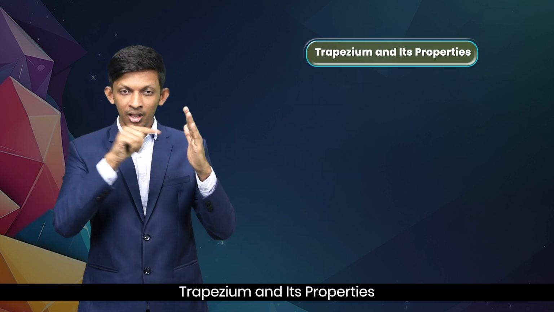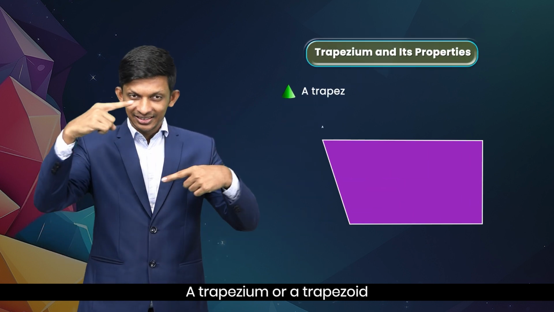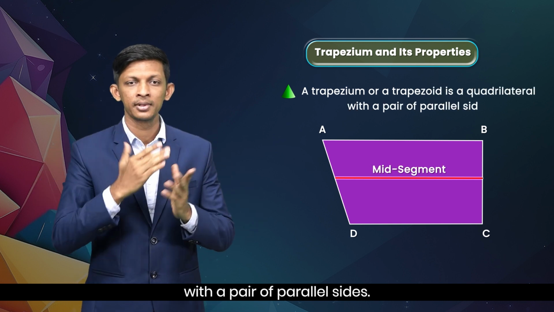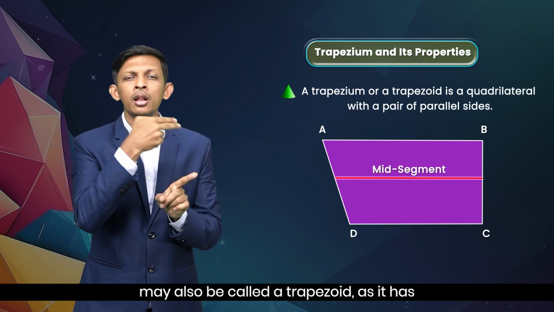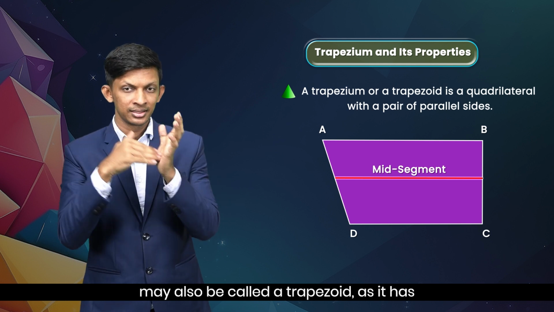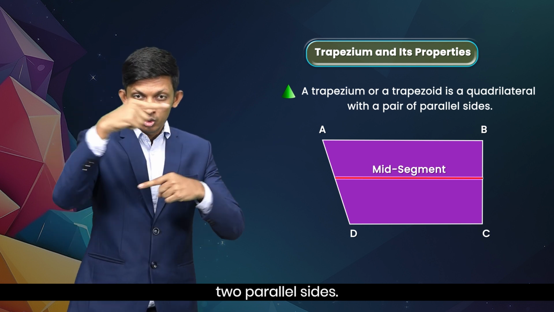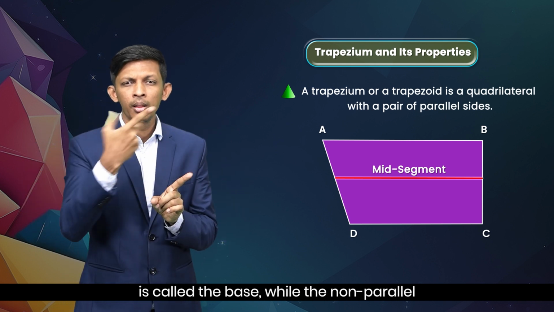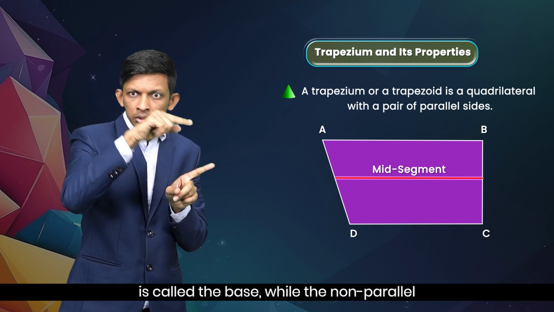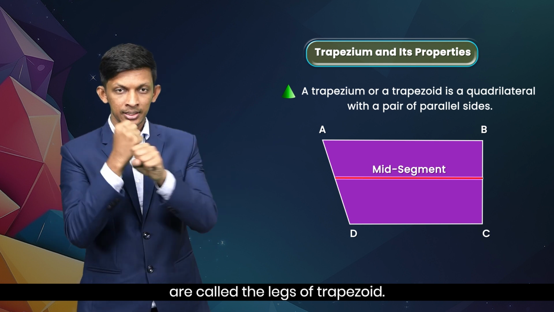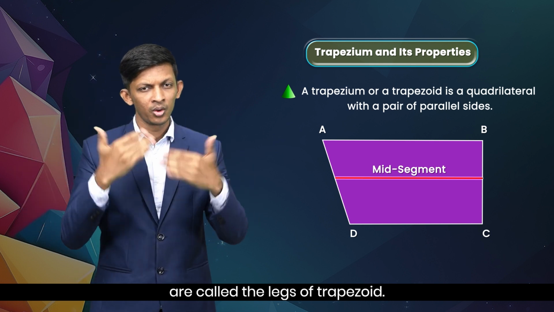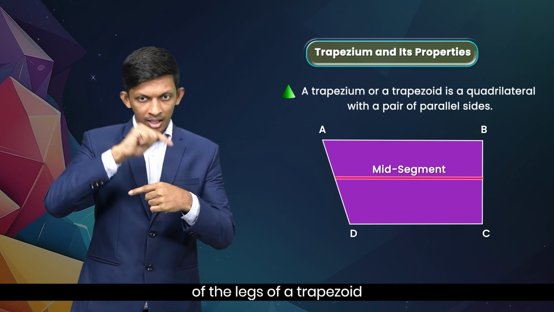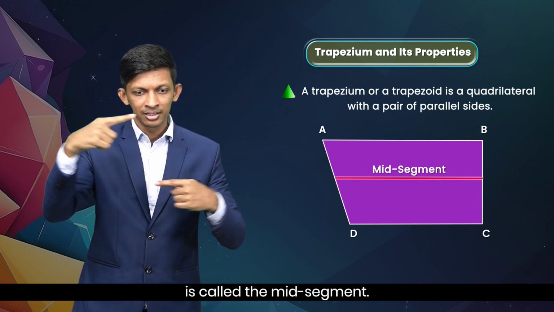Trapezium and its properties. A trapezium or a trapezoid is a quadrilateral with a pair of parallel sides. A parallelogram may also be called a trapezoid as it has two parallel sides. The pair of parallel sides is called the base, while the non-parallel sides are called the legs of the trapezoid. The line segment that connects the midpoints of the legs of a trapezoid is called the midsegment.